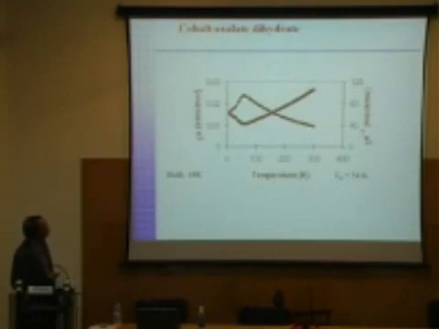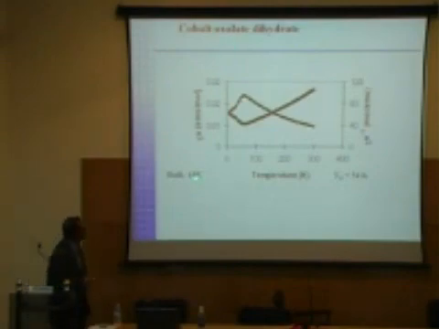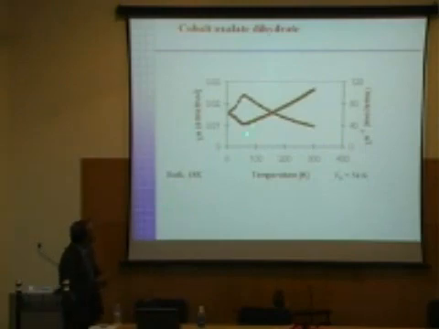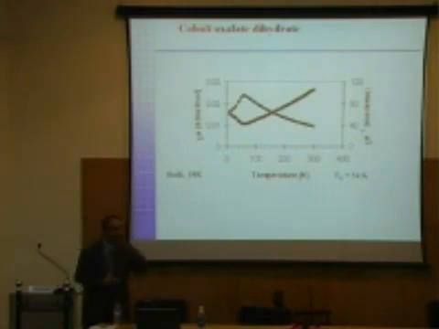Here is a cobalt oxalate dihydrate. When you look at the bulk material, it has the 18 Kelvin antiferromagnetic transition, but when you make it nano, you see an enhancement in the Tn. So in one case, the Tn goes down as you bring the size down. In the other case, as you bring the size down, the Néel temperature goes up. That's very fascinating.